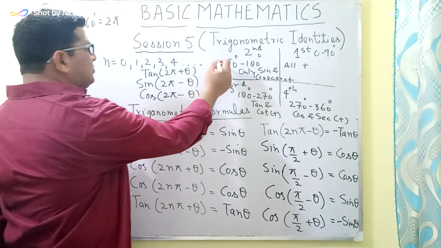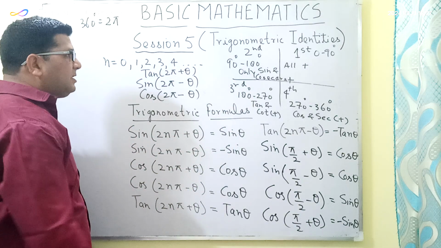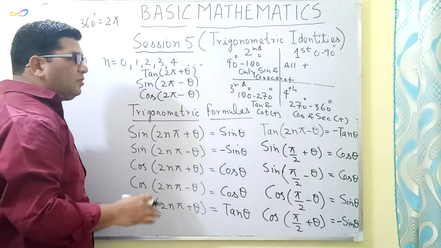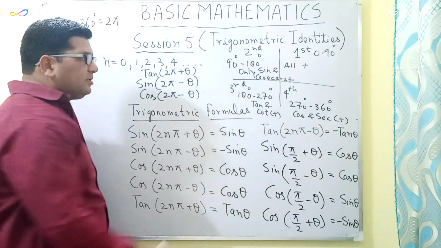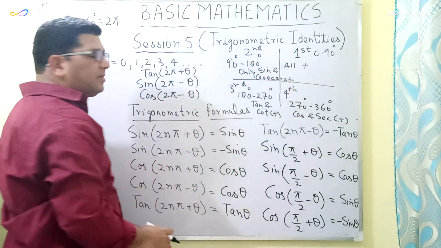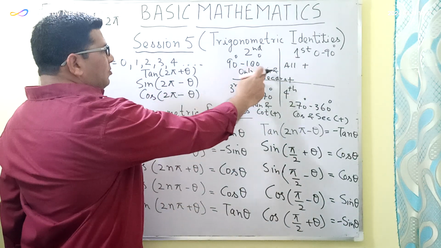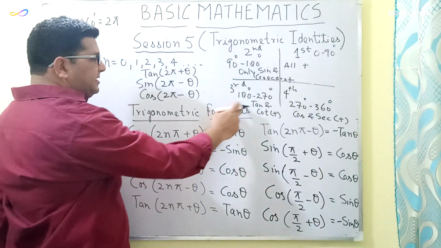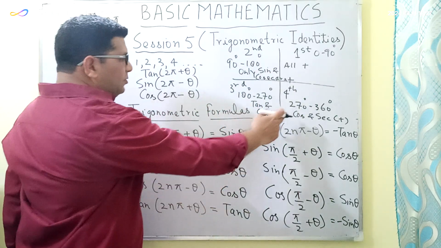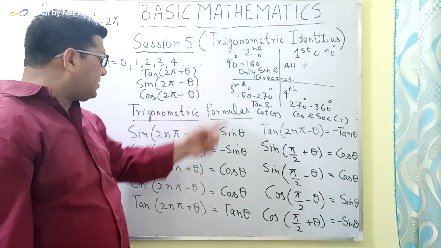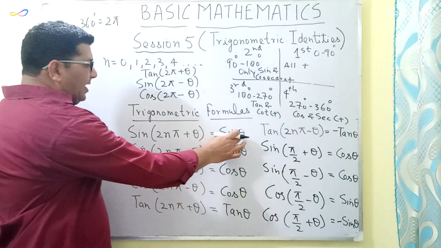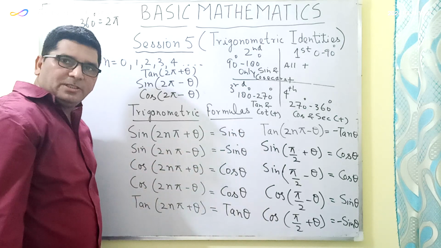If you have understood the interpretation of these four quadrants with respect to the trigonometric ratios, that is, in the first quadrant all the trigonometric ratios are positive, in the second only sine and cosec are positive, in the third tan and cot are positive, and in the fourth only cos and sec are positive, then you have to apply that interpretation in order to find the values of the different trigonometric formulas.